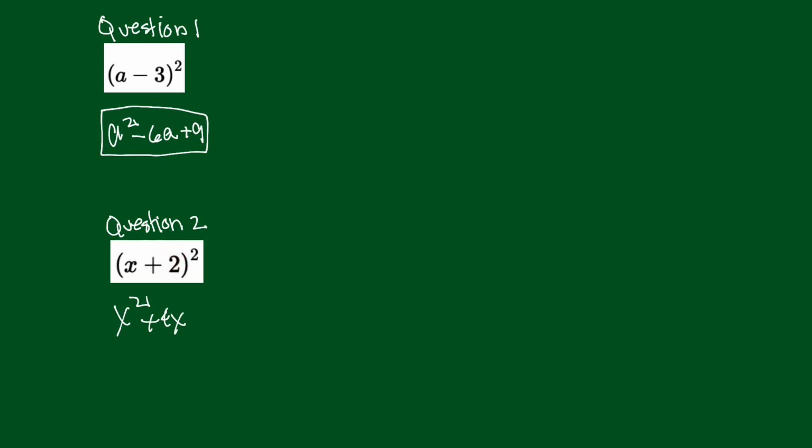2 squared is 4. You know what? I don't really like the way that 2 came out here, so I'll just rewrite it, 2. All right, so here's what we did. We squared the first, x squared. Multiply these two together, 2x, double it, 4x, squared the last, 4.